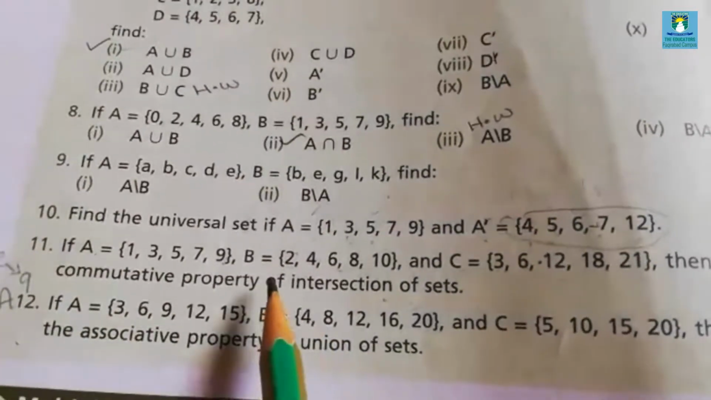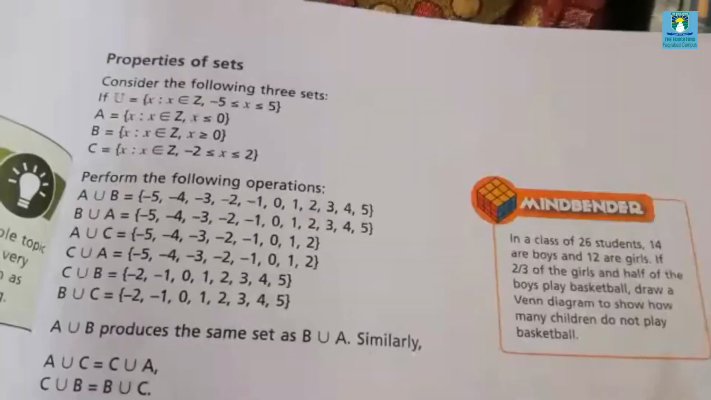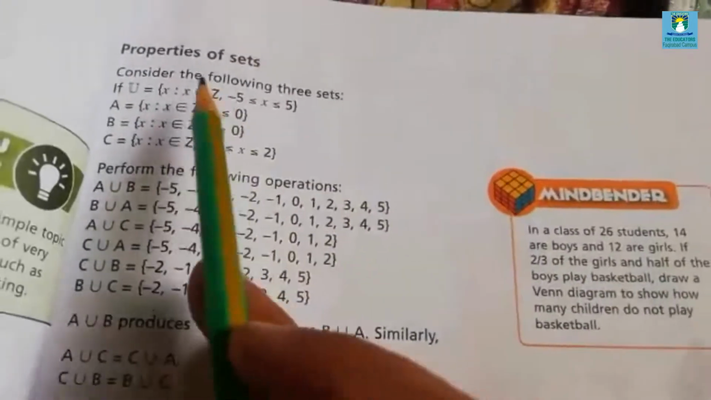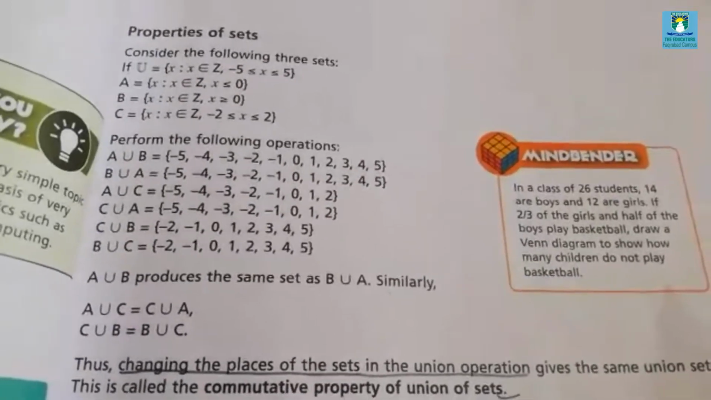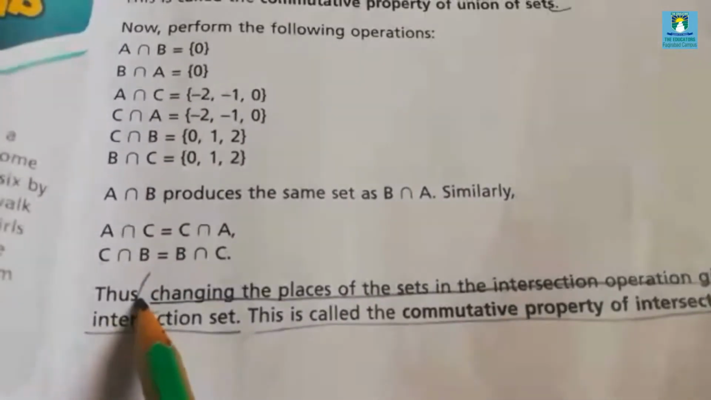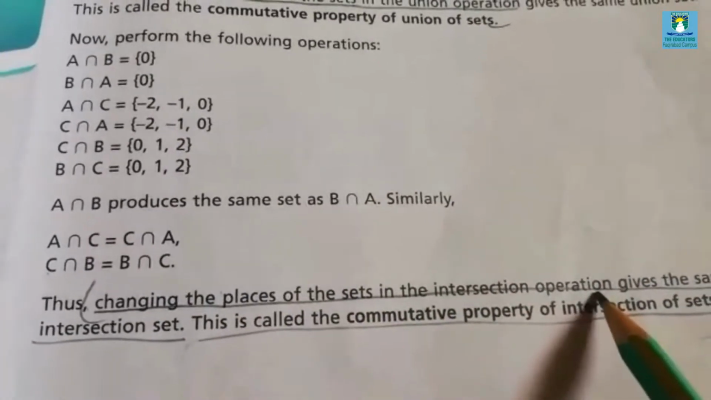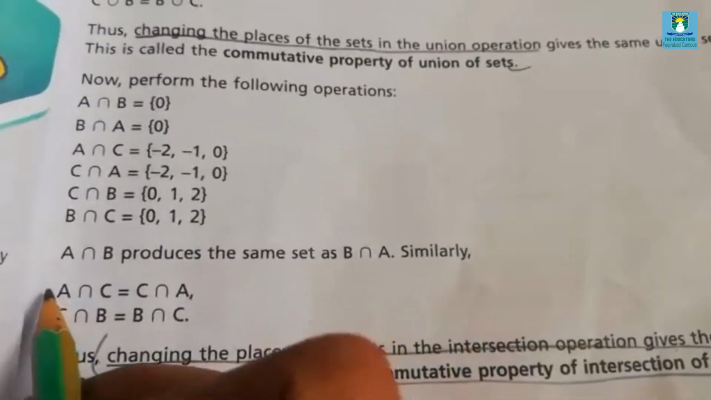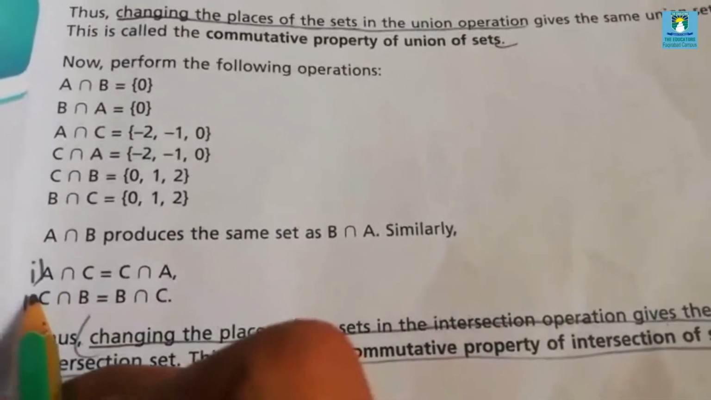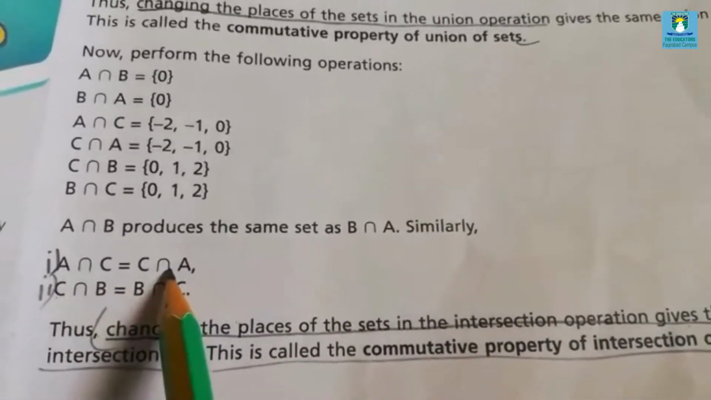Students, before solving question number 11, first move to question number 15. On question number 15, you can see the properties of sets, and we have to read about the commutative property of intersection. So look at here. Changing the places of the sets in the intersection operation gives the same intersection set. So first you can consider it first and its part 2. A intersection C is equal to C intersection A.